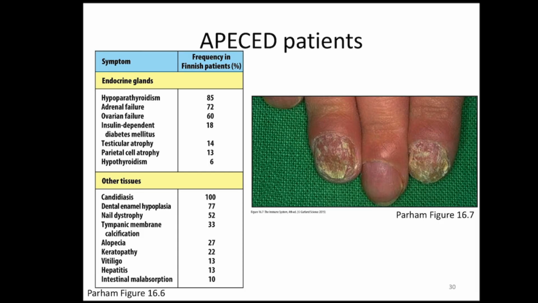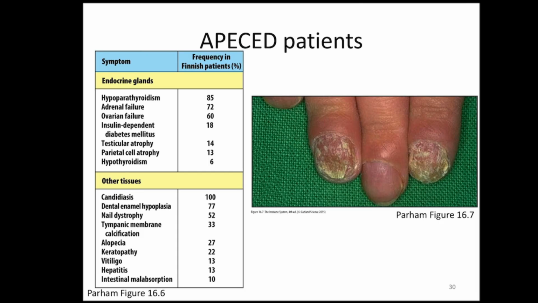And so you can see, if you look at a group of APSED patients, they all have a different combo of autoimmune diseases. You can see 85% of them have hypoparathyroidism, 72% of them have adrenal failure, 60% of the women have ovarian failure, 18% have diabetes, 14% of the males have testicular atrophy, and on and on and on. Basically these patients have multiple autoimmune diseases at the time because their central tolerance for T cells is so messed up because they can't do selection of tissue-specific antigens in the thymus.